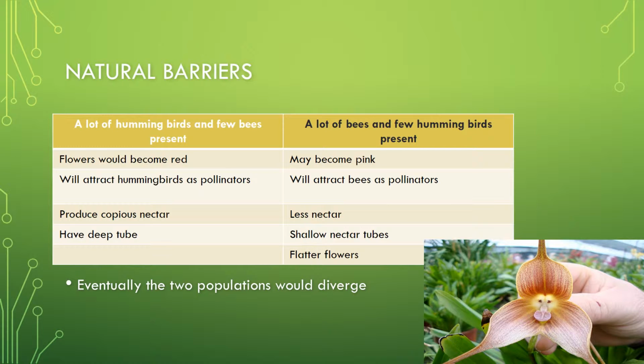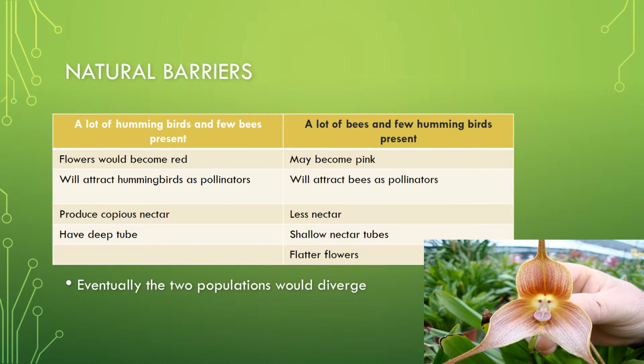On the other side of the mountain, where you would find few hummingbirds and a lot of bees, the flowers may become pink to attract bees as pollinators, with shallow nectar tubes with less nectar, and flatter flowers to accommodate the bees that want to land on the plants to collect the nectar. Eventually, the two populations would diverge and would specialize in pollination by a single type of animal. This would result in them being reproductively isolated because each type of flower would be pollinated by a different type of pollinator.